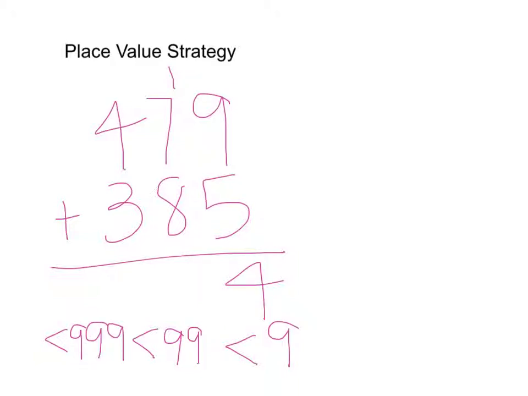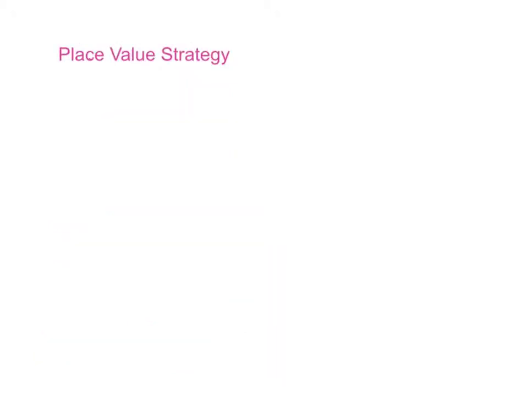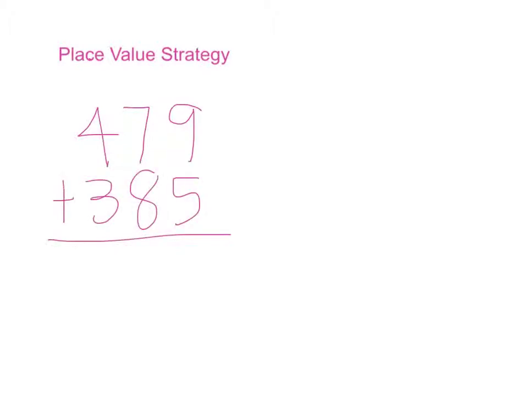the thousands place. Now, many students do not understand this when using the addition algorithm, so today I'm going to show you why they should use the place value strategy when learning how to add 3-digit numbers. So, once again, we're going to be adding 479 plus 385. The first step to the place value strategy is to write these numbers into expanded form.